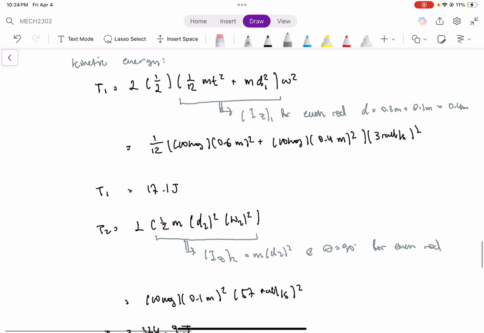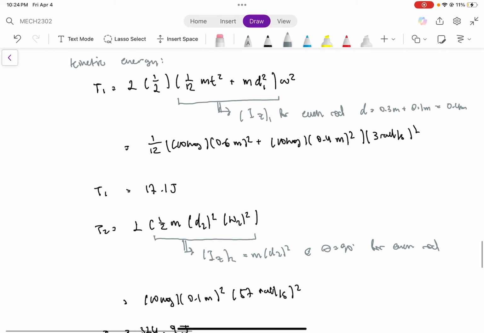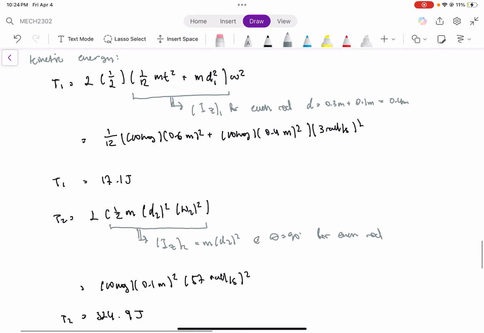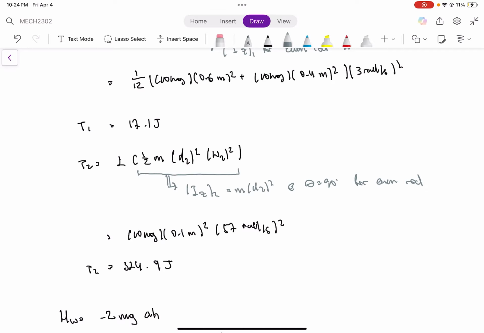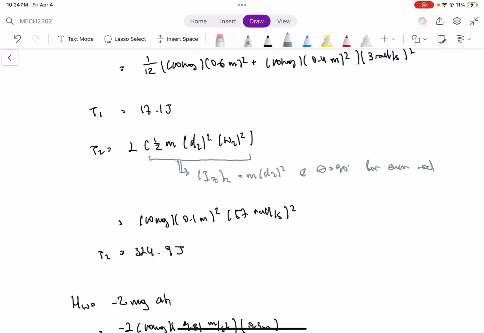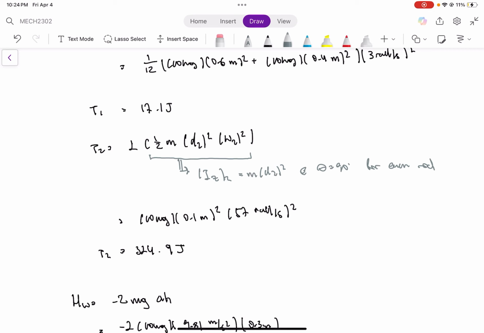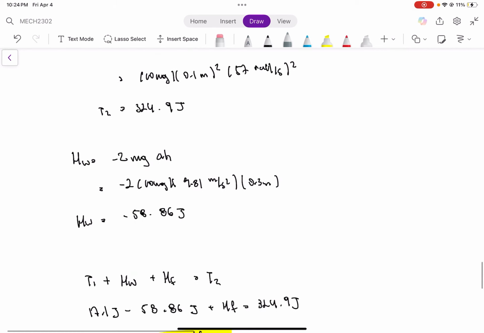The kinetic energy at 2 is this. We add up every number that we know, including the omega 2 that we found, and we get that T2 equals 324.9 joules.